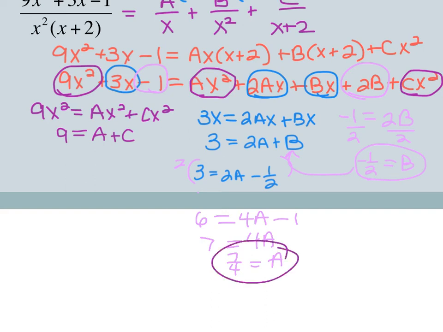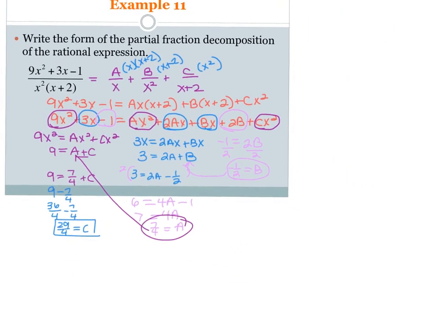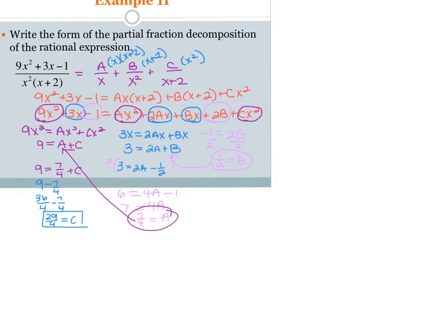And then take that, plug it in there. So 9 equals 7/4 plus c. Again, you can multiply everything by the denominator or just subtract 7/4. So this is 36/4 minus 7/4 or 29/4. And now I've got c. So I've got a, I've got b, I've got c. I'm going to take them and plug them back in.